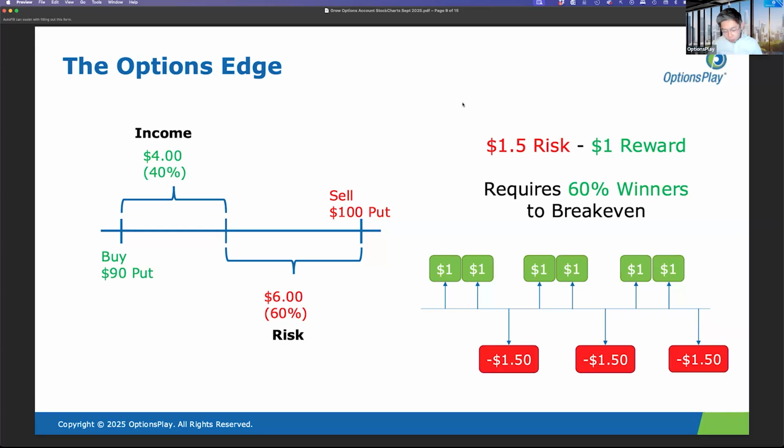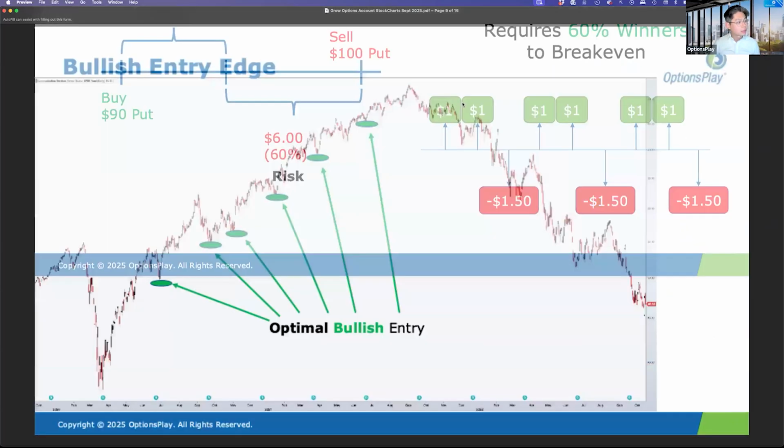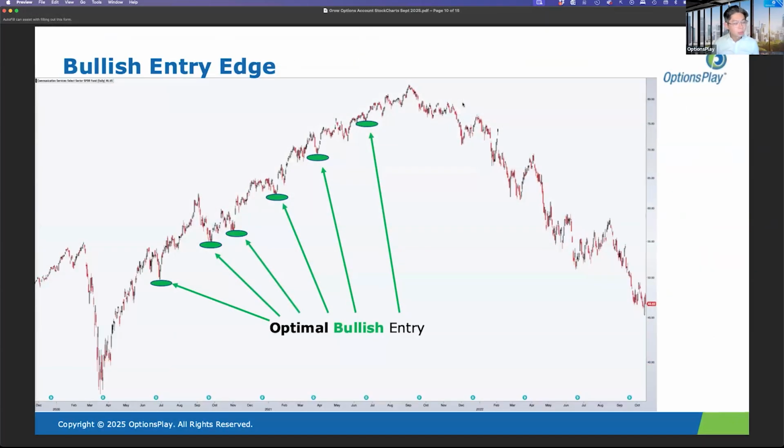Okay. So before I said that you can trade credit spreads basically anytime you identify that the stock is moving in one direction or another, right? So if you look at a chart, as you can see, this chart has no technical indicators on it.